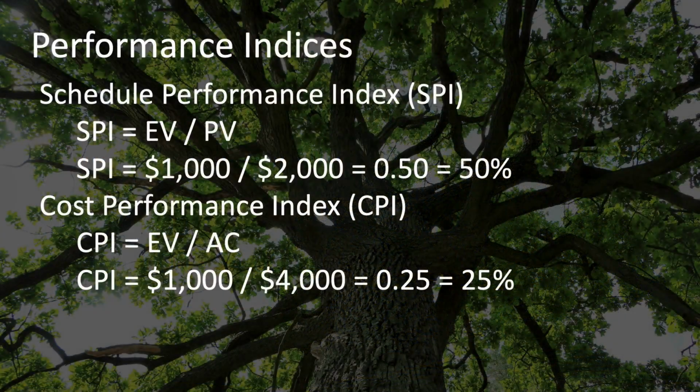The Schedule Performance Index, SPI, measures the schedule variance as a ratio. We have only completed half of what we should have so far in this example, so that is 50%, or 0.5.